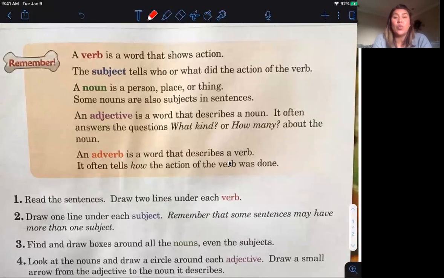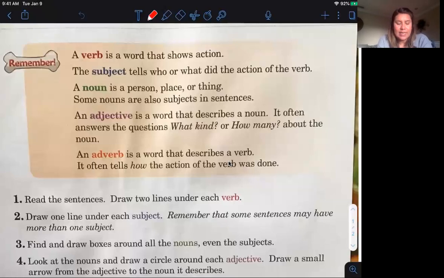An adjective is a word that describes a noun. It often answers the question, what kind, how many, when it's talking about the noun, right? So if we're talking about dogs, what kind of dog, how many dogs, right? An adverb is a word that describes a verb. It often tells how the action verb was done, quickly, slowly, cozily. I'm trying to think of something else, but you get the idea.